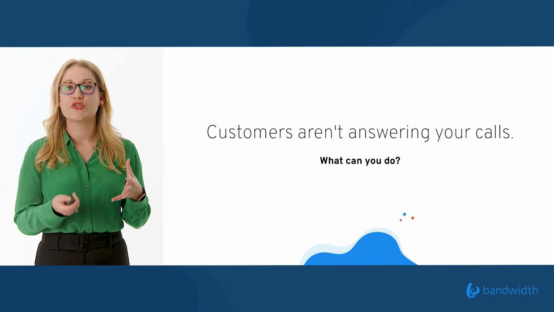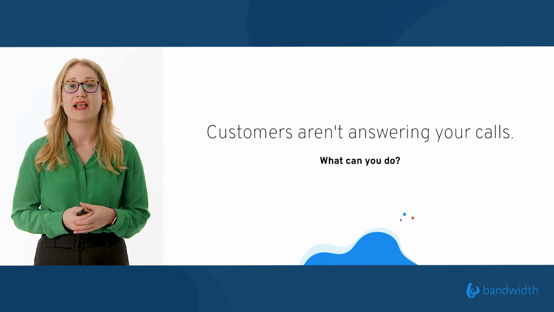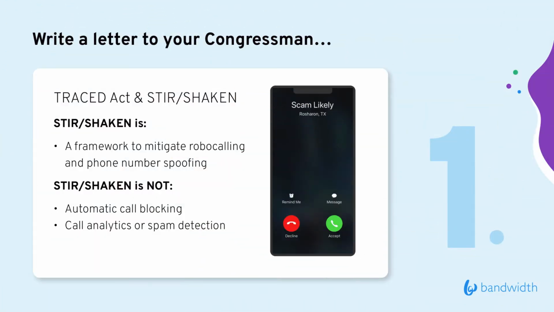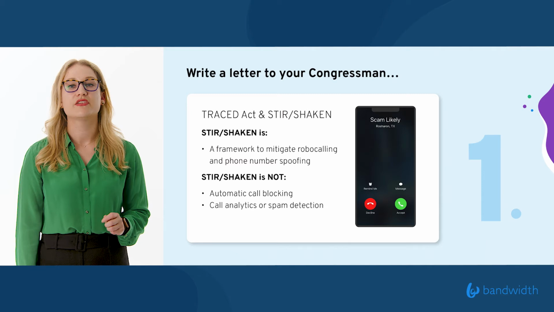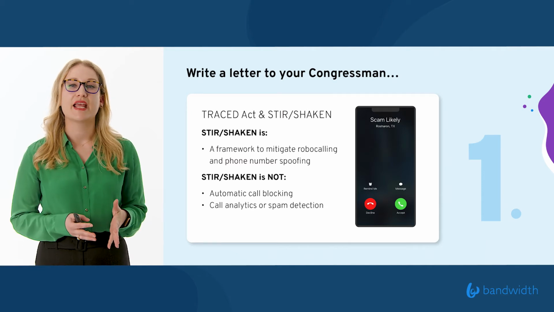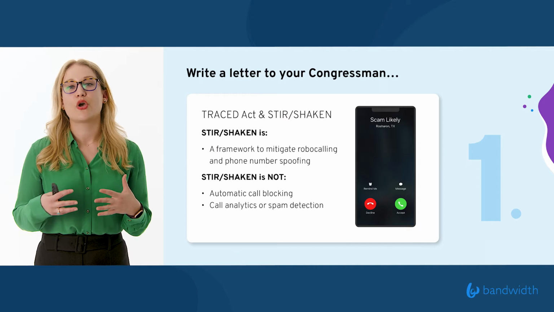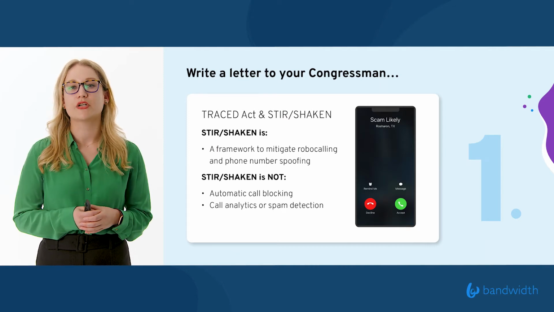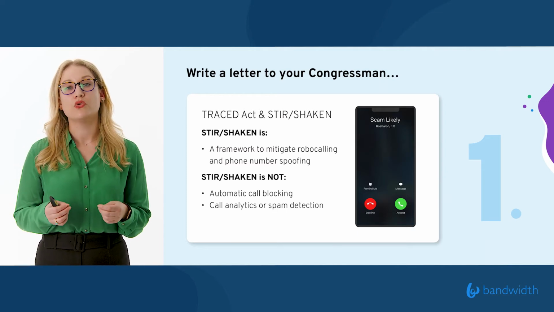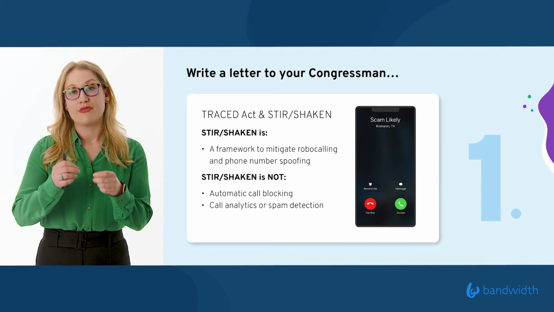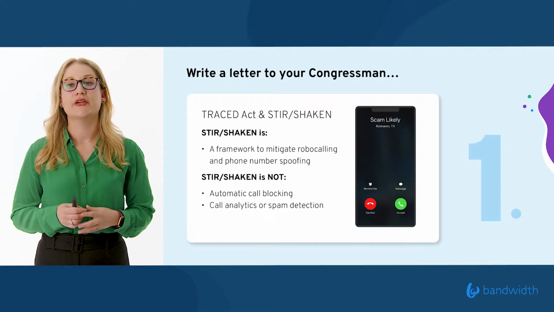What can you do? Starting out at the macro level, the very first thing is legislation. Right? So write a letter to your congressman. Well, fortunately, you don't necessarily have to do this because enough people have to where the government has passed the TRACED Act and subsequently STIR/SHAKEN. Now, if you're unfamiliar with this, in a nutshell, STIR is the piece that provides standards so service providers are able to mark phone calls as spam or spam likely. And SHAKEN are the rules by which those providers then treat those calls on their network.